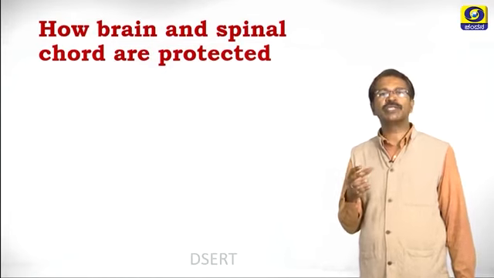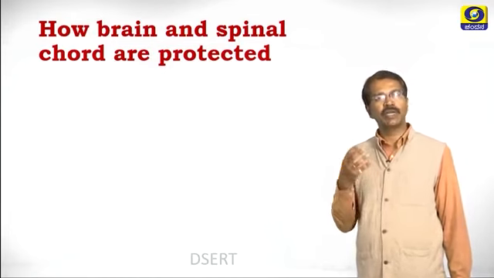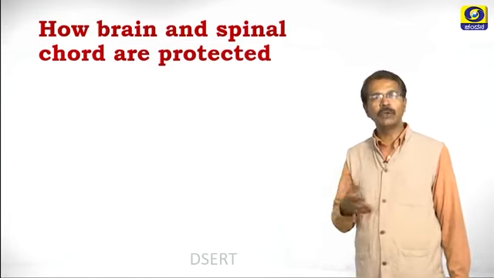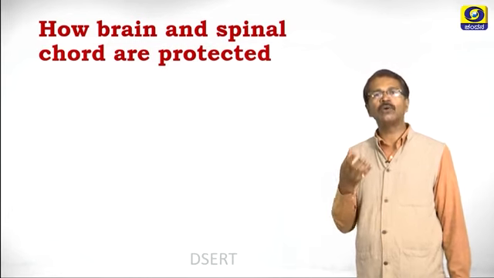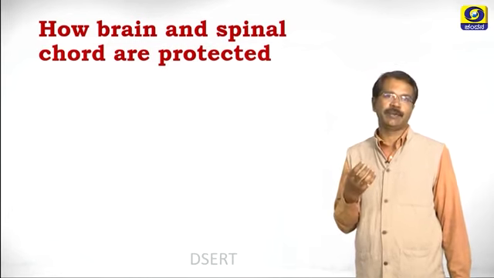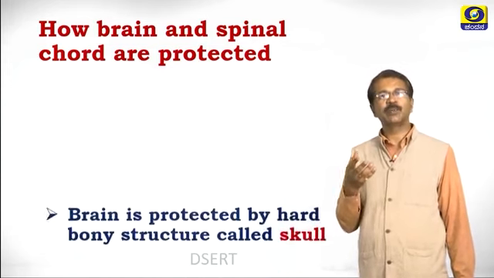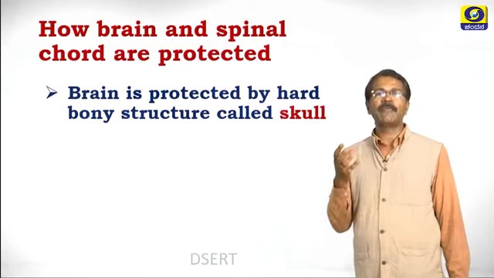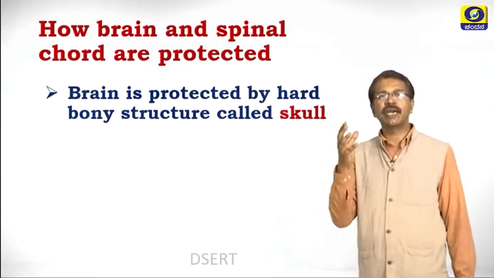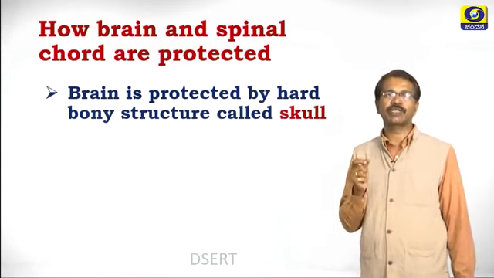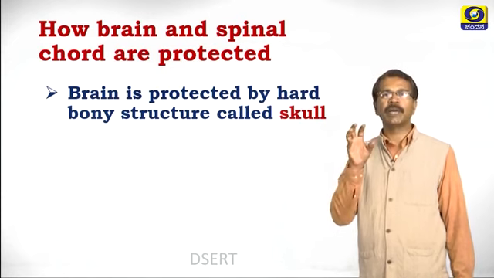Now the question: such a complex tissue, the nervous tissue, which controls all our body parts, how is this nervous tissue protected? That means how are the brain and spinal cord protected? The brain is protected by a hard bony structure called the skull. The skull is a bony structure within which the brain is located.